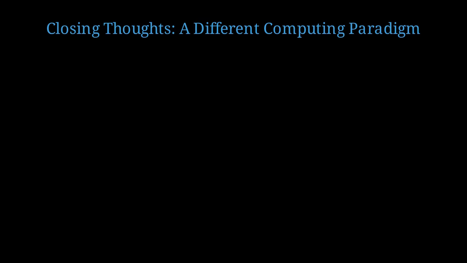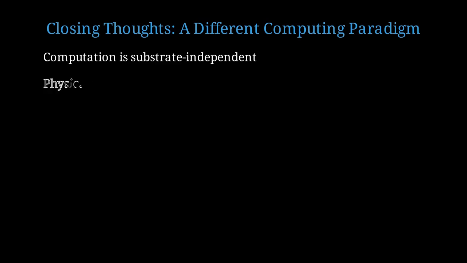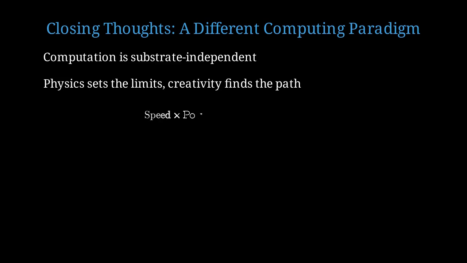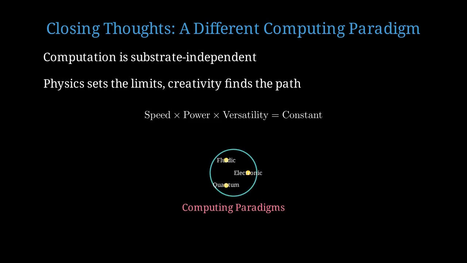Let's reflect on what fluidic computing teaches us about computation. Fluidic computing demonstrates that computation is fundamentally substrate independent. Any system that can implement logic gates can compute. The laws of physics set ultimate limits on what's possible, but human creativity finds unexpected paths within those constraints. There's a fundamental trade-off. Speed times power times versatility tends to be roughly constant across computing paradigms. Electronic, fluidic, and quantum computing represent different points in the space of possible computational substrates, each with unique strengths.